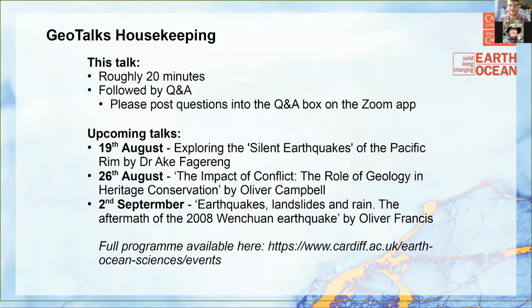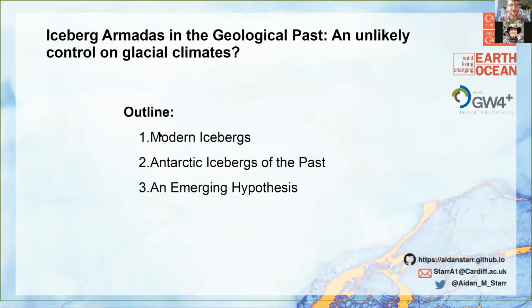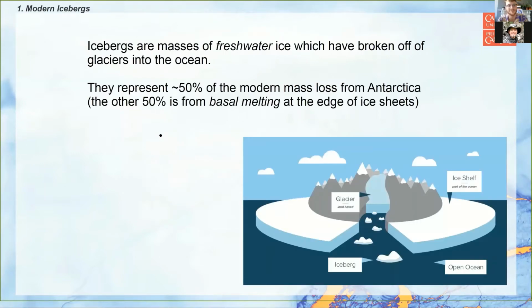So to get started, a quick outline. The talk will be in 3 parts. I'll start by talking about modern icebergs, a little bit about the basics, and then we'll move into icebergs of the past, particularly Antarctic icebergs. And then we'll bring this together and see how this is culminating in an emerging hypothesis that we're working on at the moment. And you can find me on Twitter or drop me an email if you want more info.